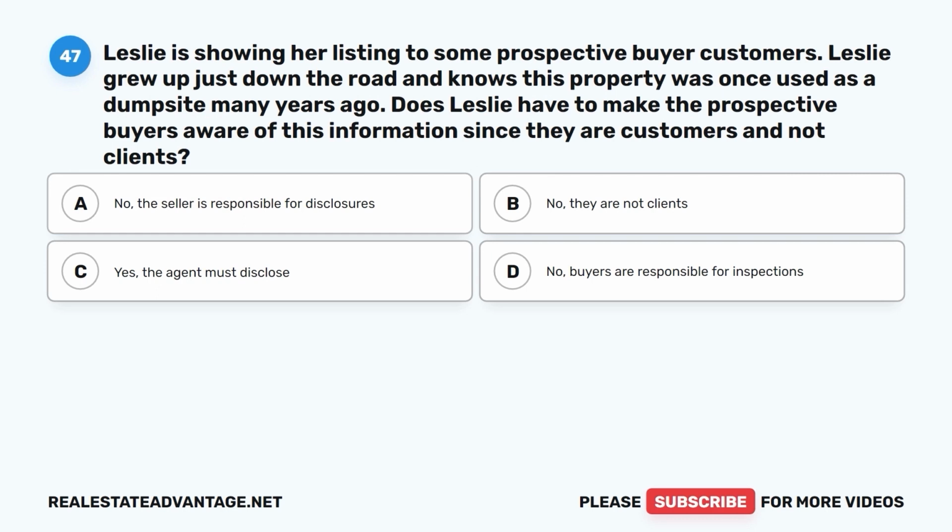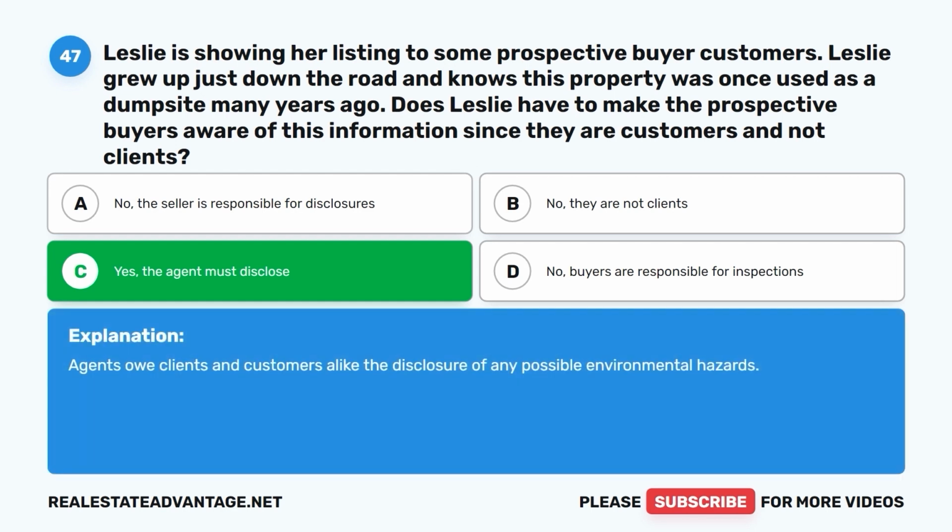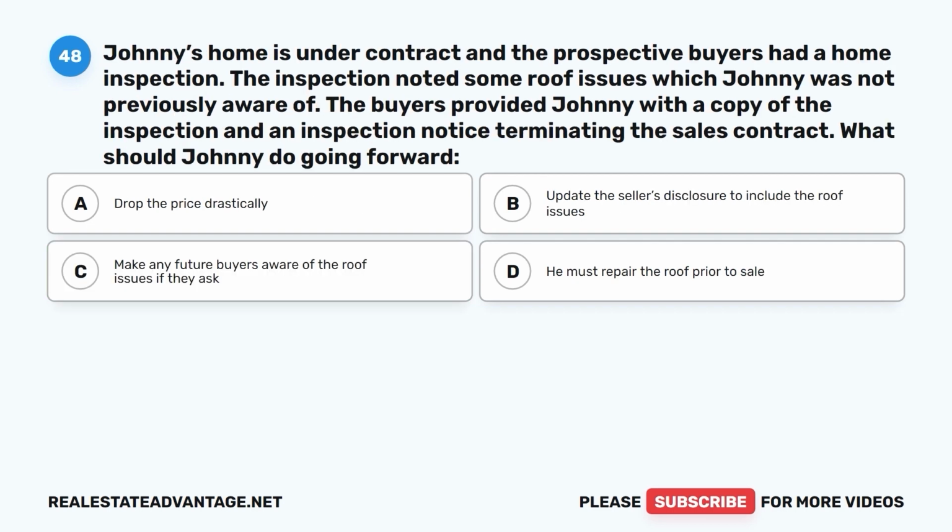Question 47. Leslie is showing her listing to some prospective buyer customers. Leslie grew up just down the road and knows this property was once used as a dump site many years ago. Does Leslie have to make the prospective buyers aware of this information since they are customers and not clients? A. No, the seller is responsible for disclosures. B. No, they are not clients. C. Yes, the agent must disclose. D. No, buyers are responsible for inspections. The correct answer is C. Yes, the agent must disclose. Agents owe clients and customers alike the disclosure of any possible environmental hazards. Question 48.